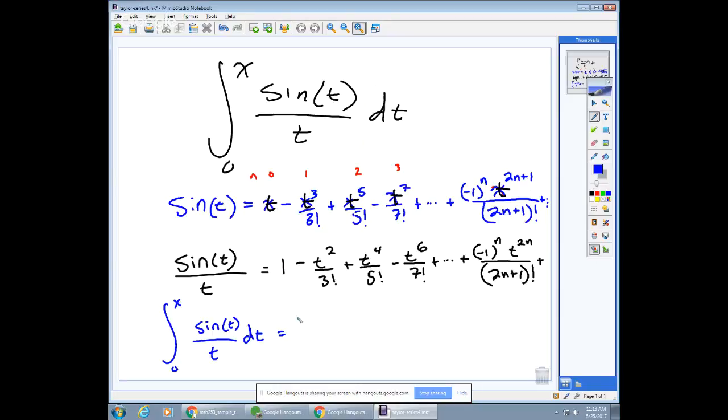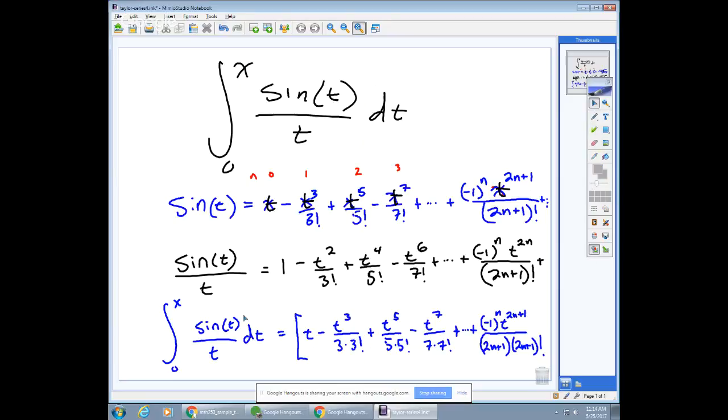All right, so we don't have to worry about the constant, but I need to evaluate this thing. So what am I going to get? The antiderivative of 1 is going to be a t, minus t cubed over 3 times 3 factorial, plus t to the 5th over 5 times 5 factorial. And I think we have a nice pattern going on here. t to the 7th over 7 times 7 factorial. And then our nth term, -1 to the n, t to the 2n plus 1 divided by 2n plus 1, in parentheses, times 2n plus 1 factorial. And we'll slide this sucker over a little bit.